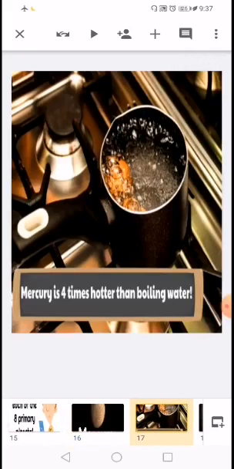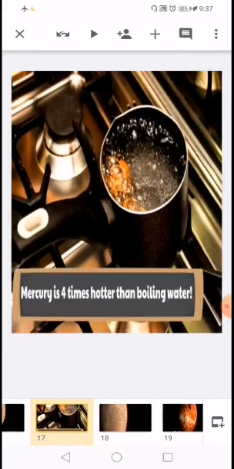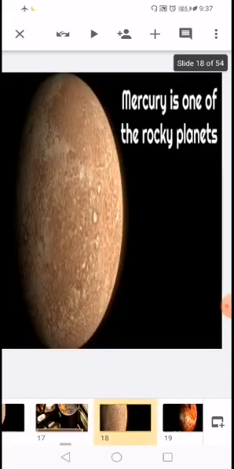There are 4 rocky planets and Mercury is one of them. So, Mercury is one of the rocky planets. It is the smallest planet. It is so much smaller than the other planets.